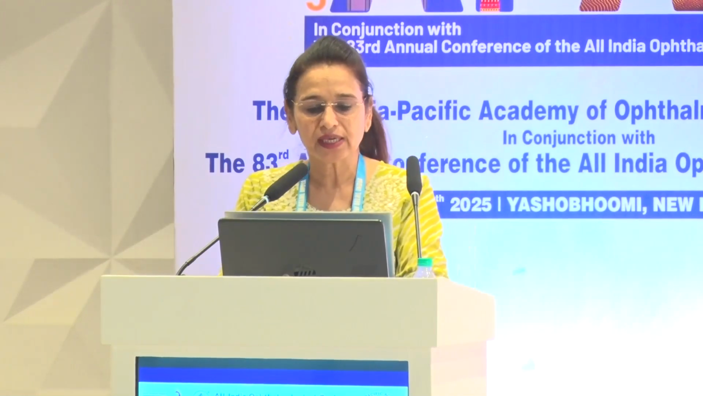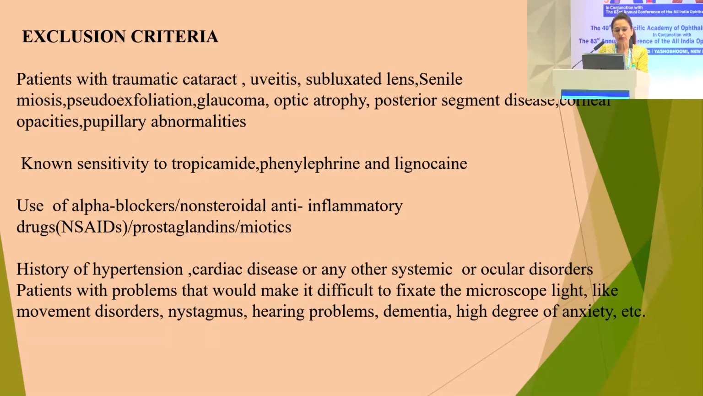All patients of either sex between the age group of 40 to 80 years with cataract and with a pupillary diameter of greater than 6 mm on preoperative evaluation were included in the study. Patients with traumatic cataract, uveitis, pseudoexfoliation, pupillary abnormalities or any ocular or systemic disease were excluded. Also excluded were patients with known sensitivity to tropicamide, phenylephrine and lignocaine, patients using drugs like alpha blockers, NSAIDs and prostaglandins, and uncooperative patients, like those with hearing problems, dementia, high degree of anxiety and movement disorders.